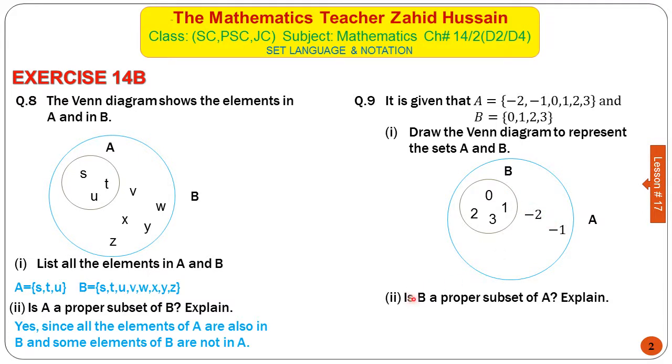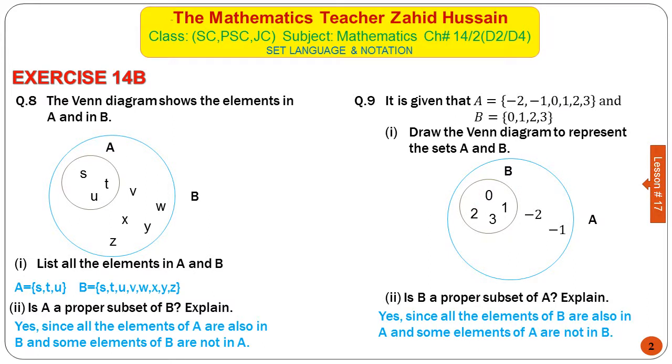Again, the second part is, is B a proper subset of A? Explain. B will be a proper subset of A if all the elements of B are in A and some elements of A are not in B. So all the elements of B are in A and some elements of A are not in B. Therefore, B is a proper subset of A because all the elements of B are in A and some elements of A are not in B.